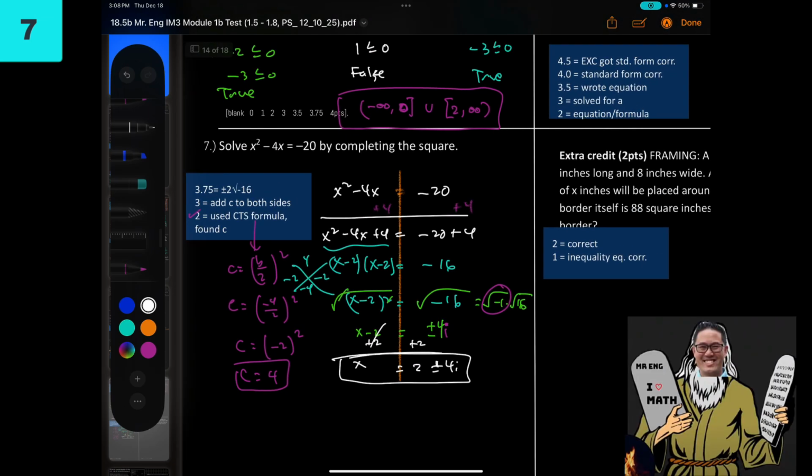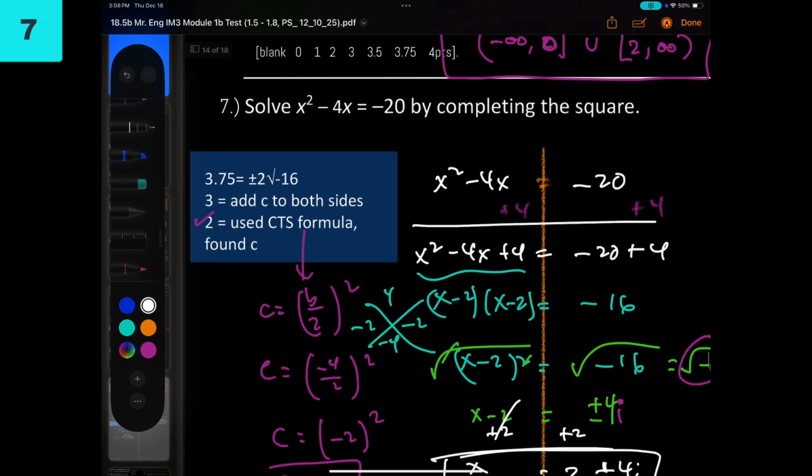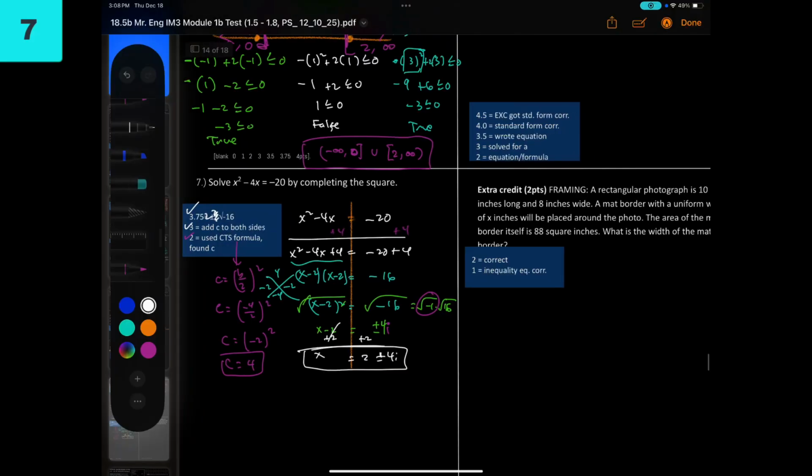Okay, so if you did the C on both sides, plus 4 on both sides, I gave you 3 points. If you got to 3.75, it should be 2 plus or minus square root of -16. Like you didn't know how to simplify the square root of -16. That's why you got partial credit.